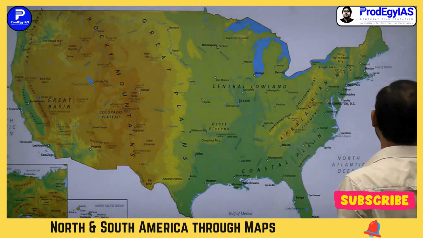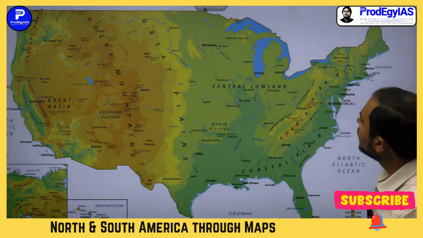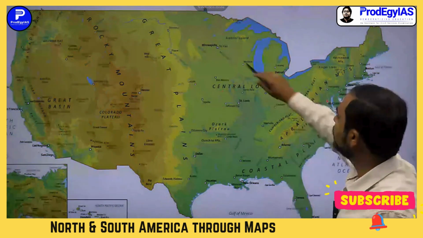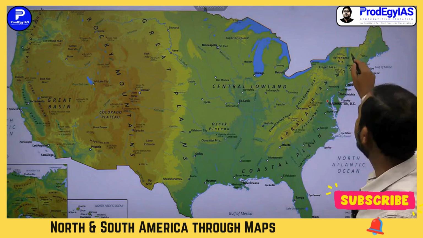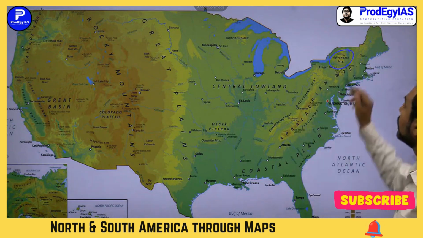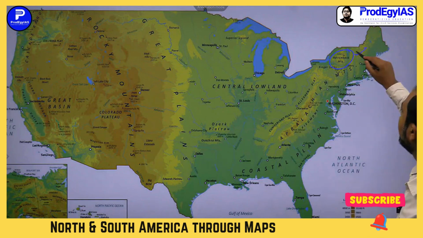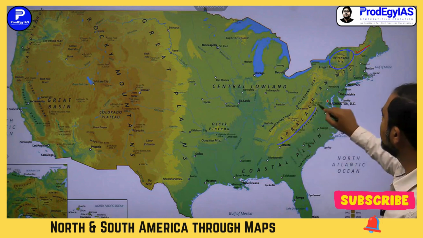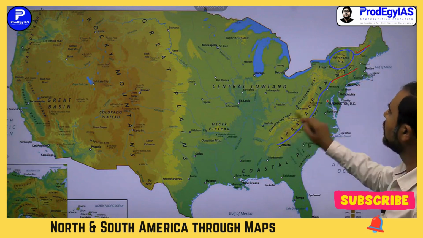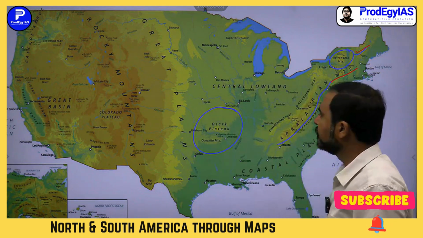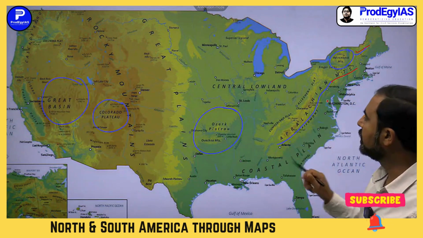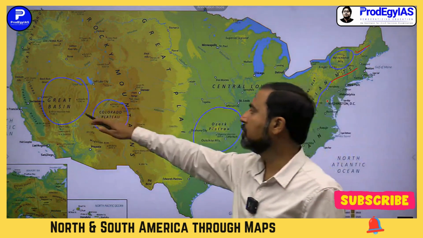Here we can locate the central lowland part. We have located the Appalachians. This is the Adirondack Mountain, this part. Then this is the Appalachians. Some important plateaus are there, like the Ozark Plateau, the Colorado Plateau, and the Great Basin. They are all plateaus. Important plateaus of USA: Ozark Plateau, Colorado Plateau, and Great Basin.